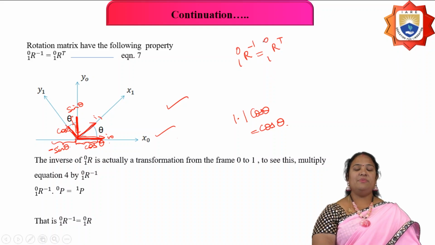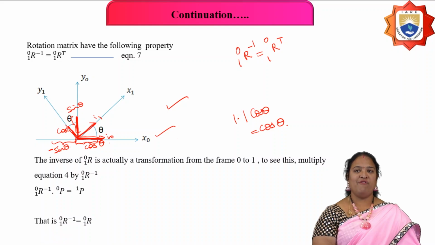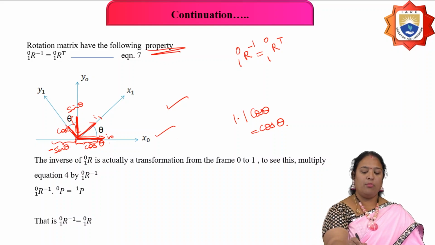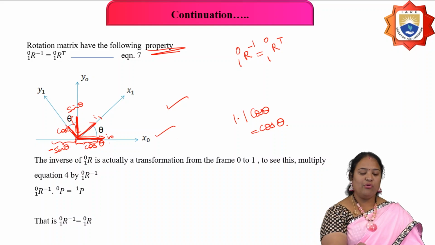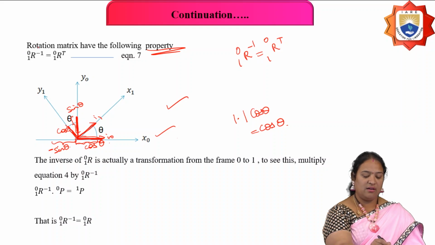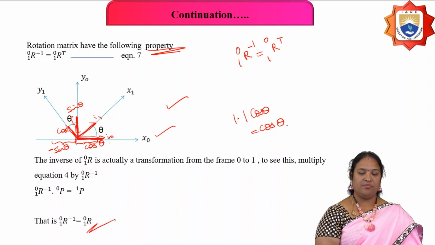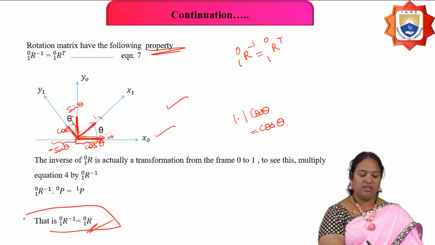The rotational matrix from frame 1 to 0 should always be equal to the transpose of the rotational matrix from 1 to 0. That is the property which a rotational matrix will be following, right? This is the actual thing which we need to prove. So, how is that being proved?